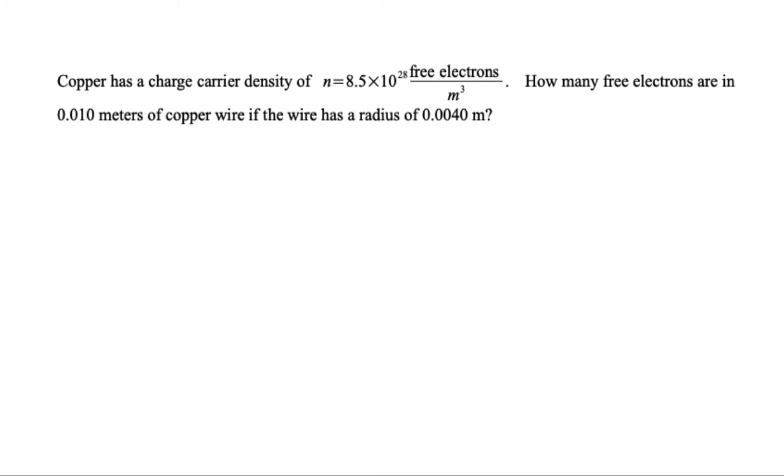Assume copper has a charge carrier density of 8.5 times 10 to the 28th free electrons in every cubic meter of the material. How many free electrons are in 0.01 meters of copper wire if that wire has a radius of 4 millimeters?